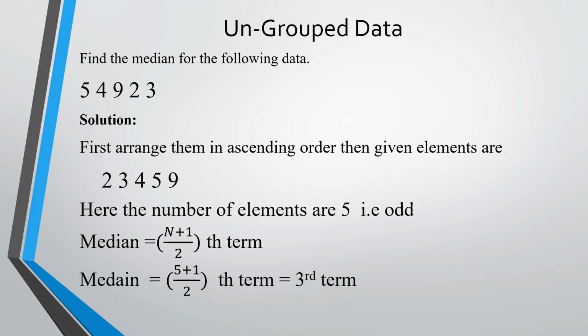So median is equal to, n is 5, (5 plus 1) divided by 2th term. So 5 plus 1 is 6, 6 divided by 2 is 3. That means the third term. So third term is nothing but 4. Therefore median is equal to 4.